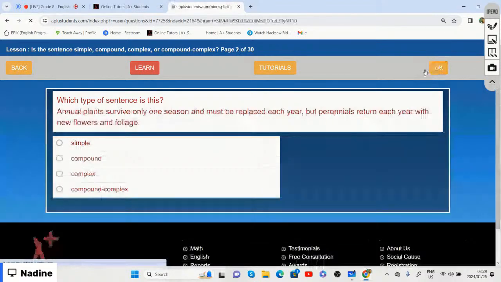And there we have the subordinating conjunction also. So annual plants survive only one season and must be replaced each year, but perennials return each year with new flowers and foliage. So annual plants survive only one season and must be replaced each year, but perennials return each year with new flowers and foliage.